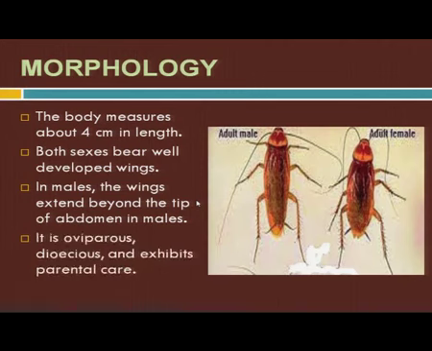Then it is oviparous, means it is egg laying, it is dioecious, 2 separate sex organs in separate individuals are present, and they exhibit parental care. By parental care, I mean that they will lay their eggs in a very secure and protected place, and they can also show parenting by providing food to it and by providing protection to the younger ones. So, a great degree of parental care is also seen in these cockroaches.